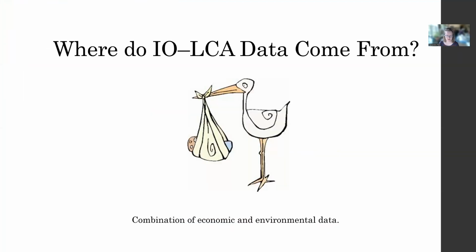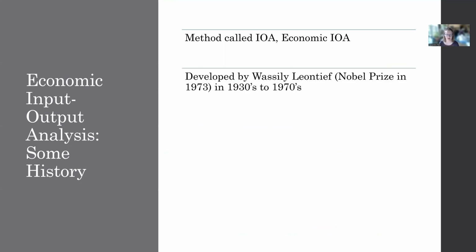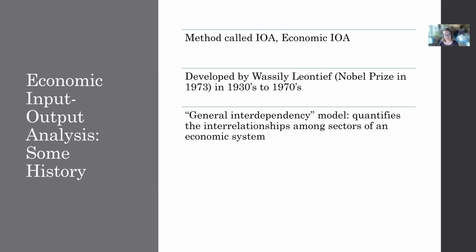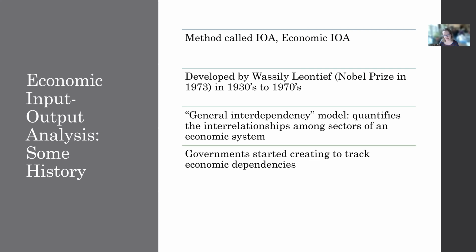So where do these EEIO models come from? It's a combination of economic data and environmental data. So the economic data, there's a little history to this. The EEIO models are an economic thing, truly, just like input-output is an economic approach. It was developed by Wassily Leontief, who was a Nobel Prize winner in 1973. And basically what it does is quantify the interrelationships amongst sectors of an economic system.